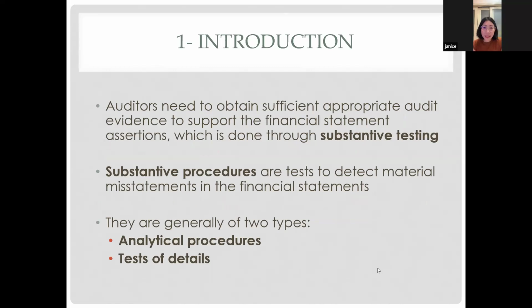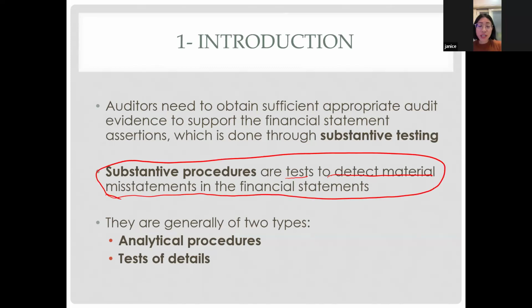Now, if we're not doing any test of control, we will be performing substantive testing. So what is substantive testing? Substantive tests are tests to detect material misstatement in the financial statement. These are all definitions that you must know by heart. And substantive procedures help us to obtain sufficient and appropriate audit evidence to support the financial statement assertion.